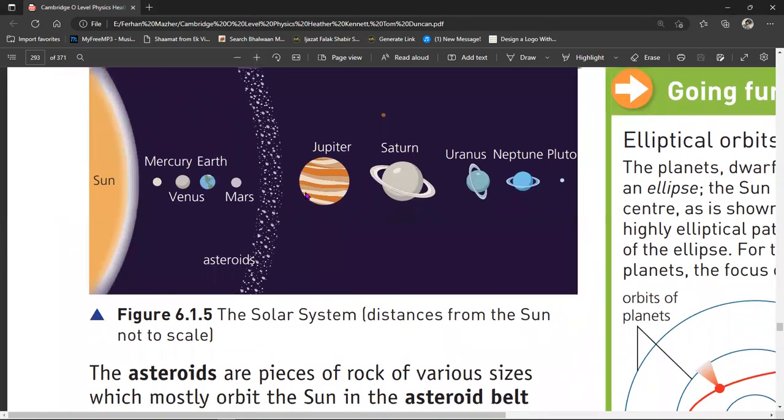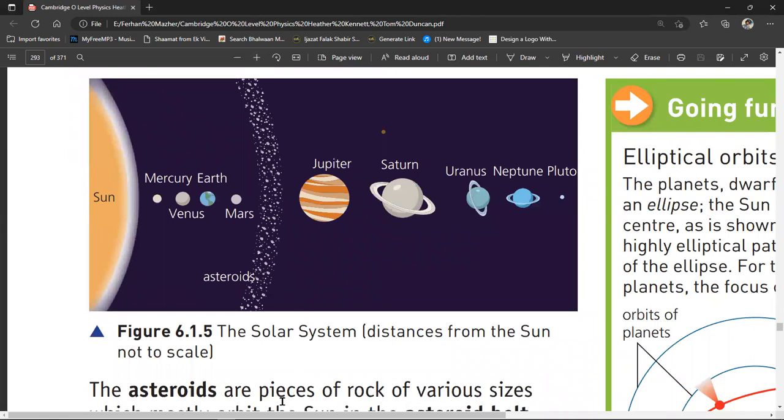So if you look here, we have Mercury, Venus, Earth, and Mars. These are the inner planets, and the outer planets are Jupiter, Saturn, Uranus, and Neptune. This is the asteroid belt, and these are the asteroids. So these are the inner planets and these are the outer planets. The solar system distances from the sun are not to scale in this figure.